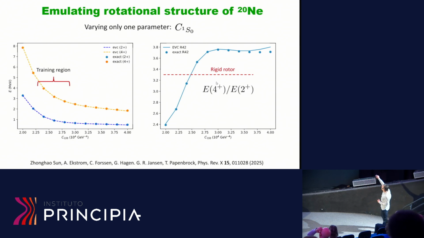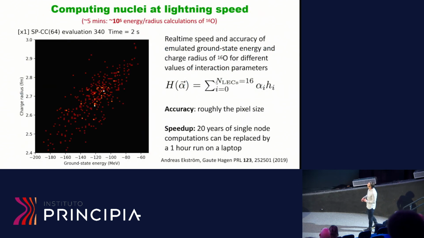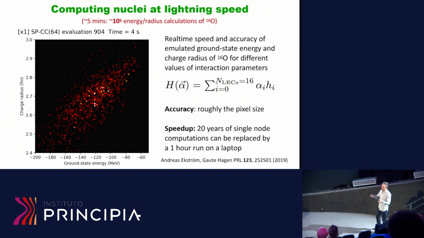This is the 4+ to 2+ energy ratio, which is again a measure of deformation, right? So we know the rigid rotor limit is here. And you can see now as we vary this constant here, which is again a signature of this isovector spin singlet pairing in nuclei, right? So this is basically driven by this partial wave. You can see as we increase this, it impacts deformation quite significantly for this 4+ to 2+ energy ratio.